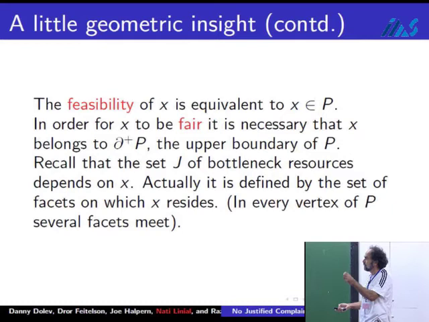And I don't go into the precise details here, but the set J, as we said, what's bottleneck depends on x. How do you see it geometrically? It's precisely determined by the set of facets on which you reside. So it's a polytope. Vertices of this polytope are where certain facets meet, and your bottleneck resources are precisely corresponding to, so you're at a vertex, let's say, or at another higher dimensional face, certain facets meet there, these are exactly the bottleneck resources. So this is how the geometry and the definition as an optimization problem complement each other.